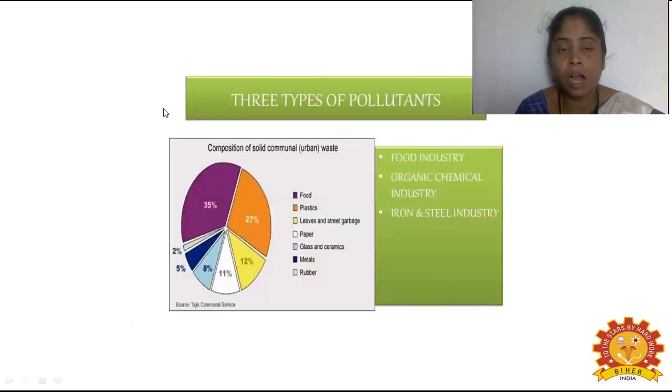The next one, based on this waste: there are said to be three types of pollutants. When we talk about the various types, one waste is from the food industries. Next is plastic waste, leaves and street garbage, which come under domestic waste. Food is also domestic. Paper waste comes from the paper industries. Then there are glass, ceramics, metals and rubber. These are not the only sources of solid waste.